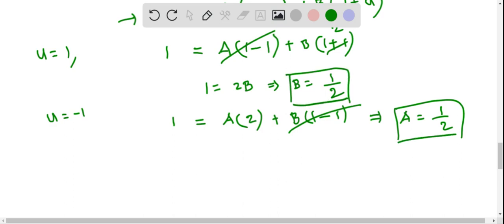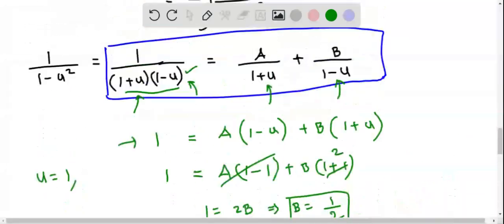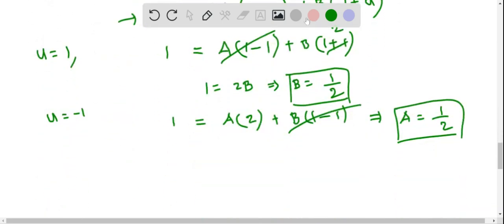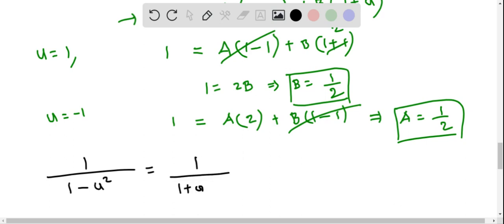So now we have determined the values of A and B. Both of them are found to be half, which means we can go back to our partial fraction decomposition and replace this expression, that is 1 over 1 minus u squared. So basically this equals, we write this as 1 plus u times 1 minus u.